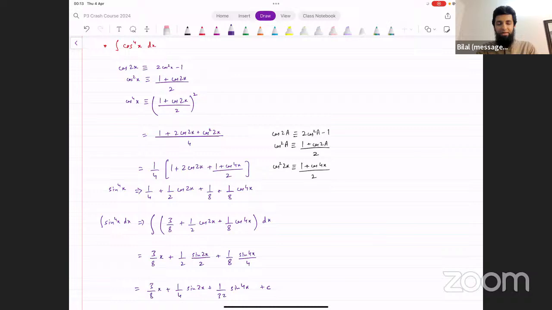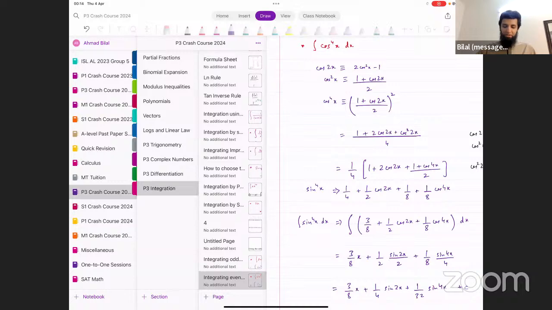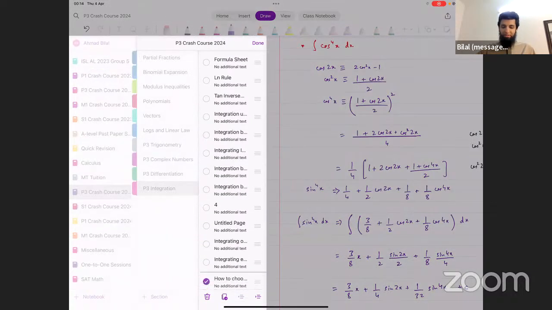So this is how we integrate powers of sine and cos. If you have odd powers, they will give you a substitution. If you have even powers, you can use trigonometric identities. And that completes integration for us. What different methods have we done?